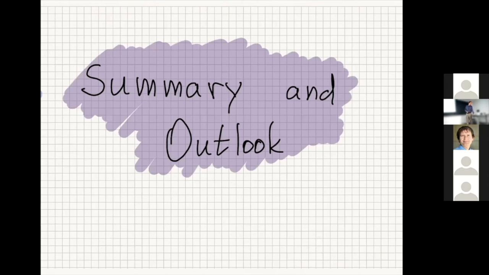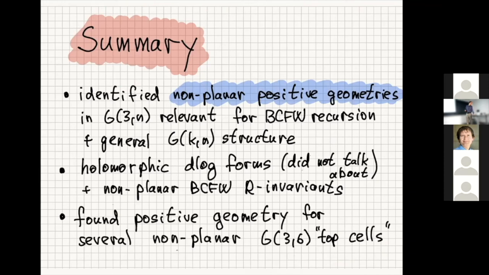Okay, being a few minutes over time, let me just say that we identified some non-planar positive geometries in BCFW recursion relations. There is some story about holomorphic D-log forms I didn't have time to talk about, and these non-planar R invariants. From the physics point of view, we had these 2n-4 dimensional cells we cared about, but there is a parallel mathematical question about the top cells because they are fundamental.